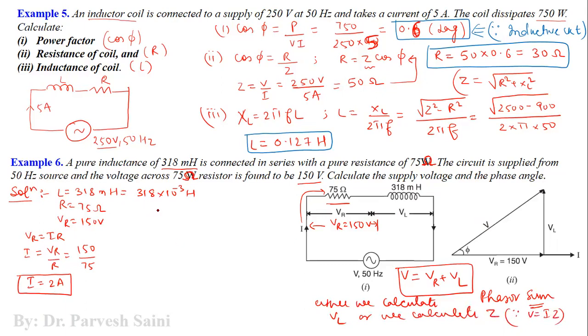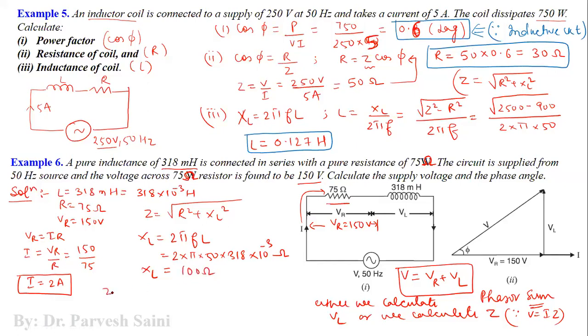So Z is equal to, now what is Z? Z is under root R square plus XL square. So what is XL? XL is 2 pi FL, so it is equal to 2 into pi into 50 into 318 into 10 raised to the power minus 3 ohms. Let us see the value of XL. This is almost 100 ohm.